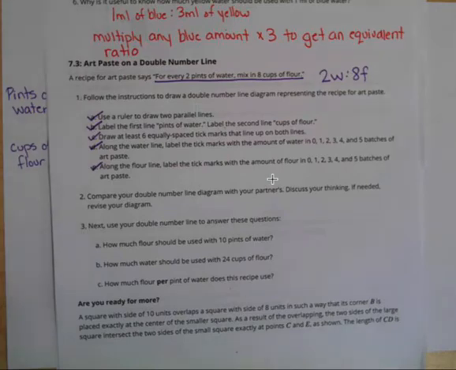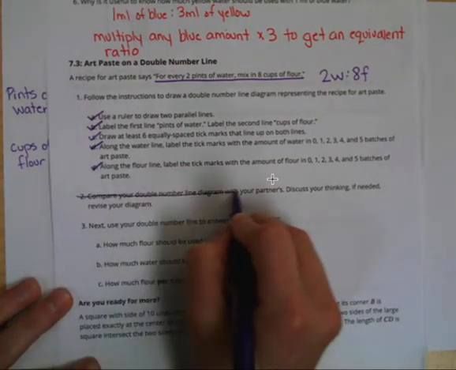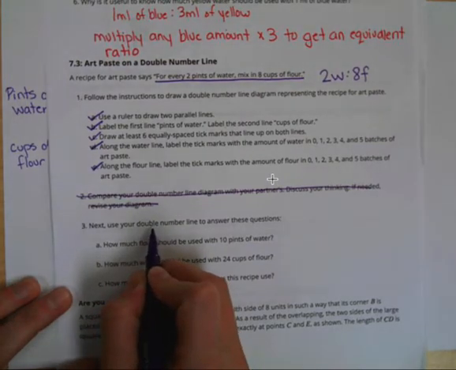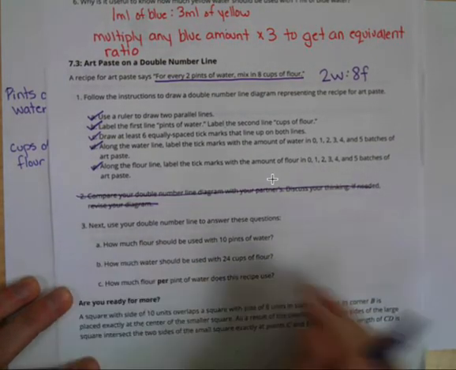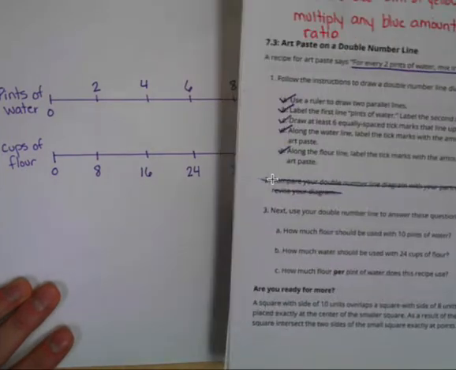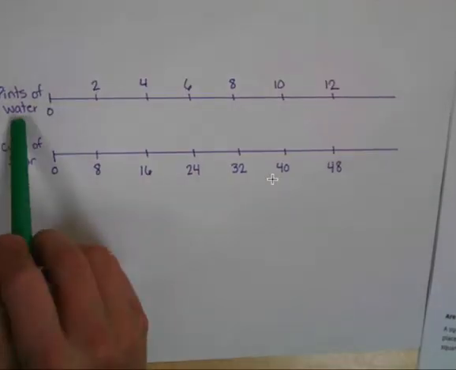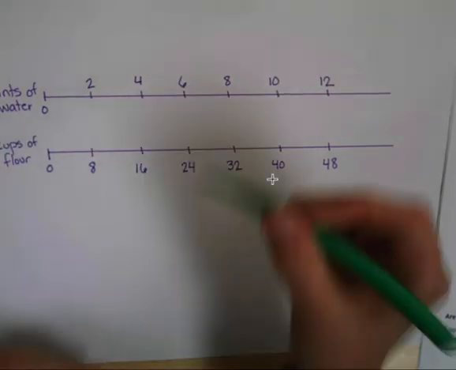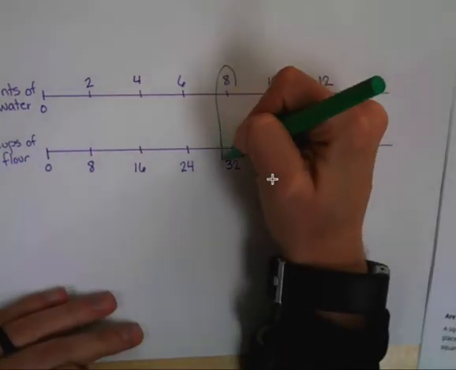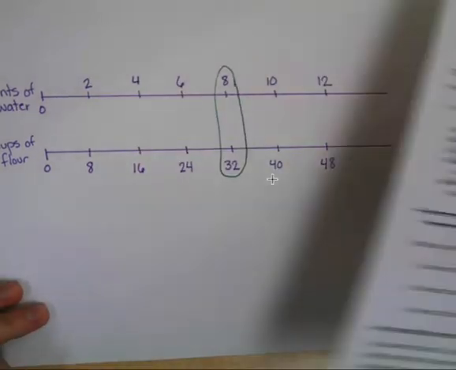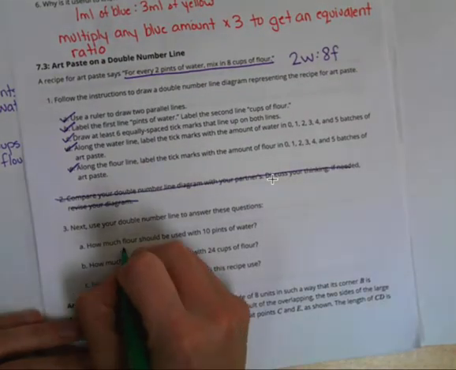I'm going to save you a little bit of time. So don't worry about doing number 2. Next, you're going to use your double number line to answer these questions. How much flour would be used in 8 pints of water? So if we find pints of water and go over to 8, we can look on our second number line to see that 32 cups of flour is what we would need.